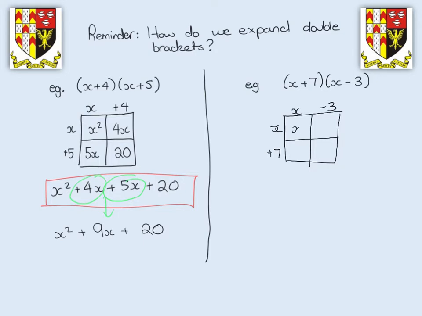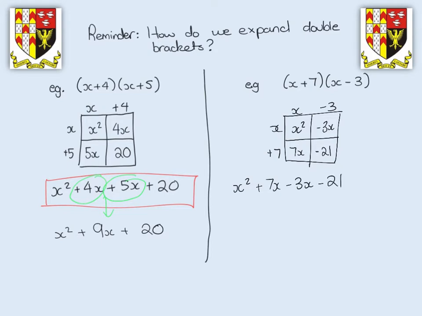So x times x gives me x squared, x times minus 3, so just be careful here, x is positive, minus 3 is obviously negative, so minus 3 times x will give me minus 3x, and then x times 7 will give me 7x, and here again we've got negative 3 multiplied by 7, so that's going to give me a negative, since positive times negative gives a negative, and 3 times 7 is 21, so that will give me minus 21. Then I add all of these together, so that will be x squared, add 7x, add minus 3x, so that's just minus 3x, add minus 21, so that's just minus 21 there.